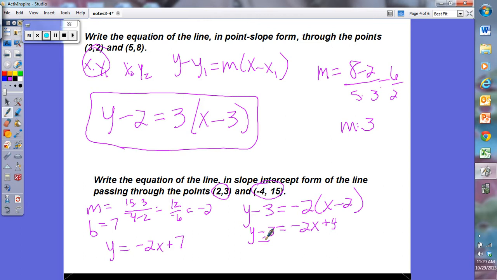Add 3. Y equals negative 2x plus 7. Done. Same equation, same line. Because remember, there's only one line that can go through these 2 points. You just need the equation of it in slope-intercept form. If this had said point-slope form, this would have been your answer and you could have stopped.